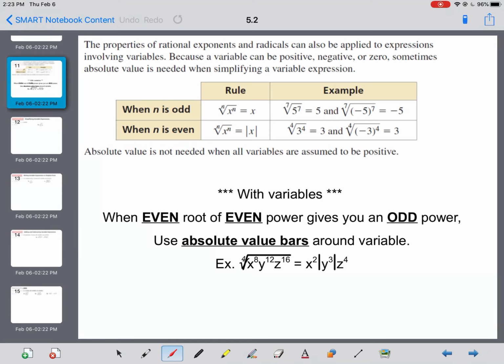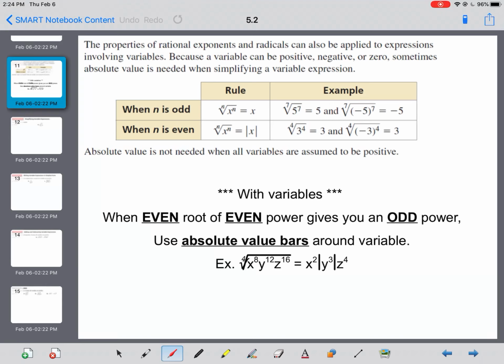The reason is we want to make sure we get the positive answer. Because odds will be either negative, 0, or positive, we don't know that we're going to get the right one. So we want to make sure that we do. So when an even root of an even power gives you an odd power, use absolute value bars.